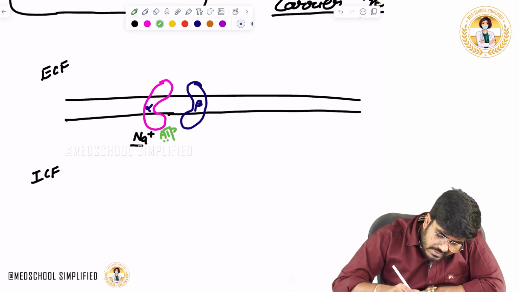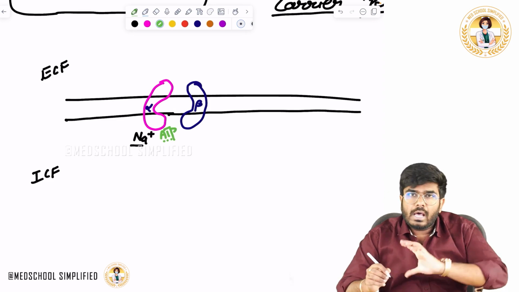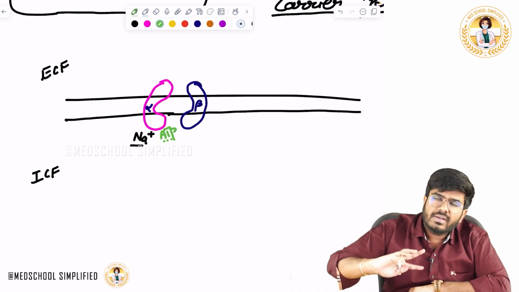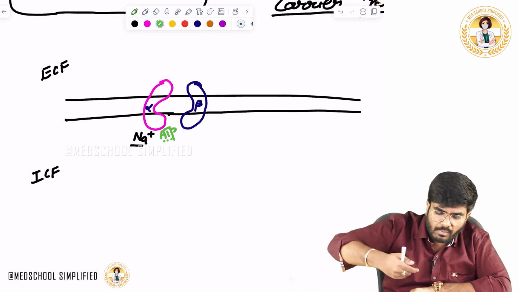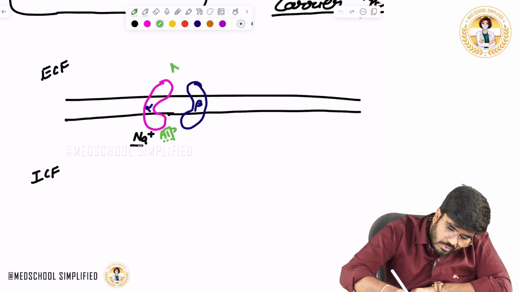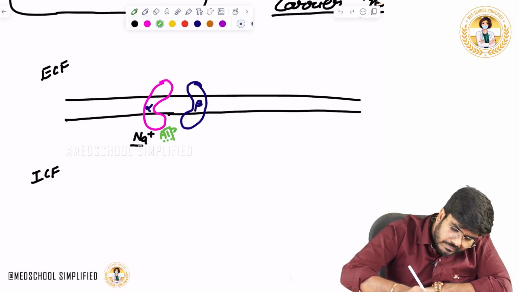By breaking down this ATP, the alpha subunit flips. When the alpha subunit flips like this, what happens? The sodium is moved out, transported to the outside.